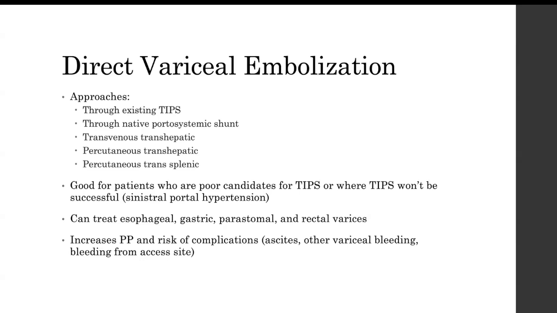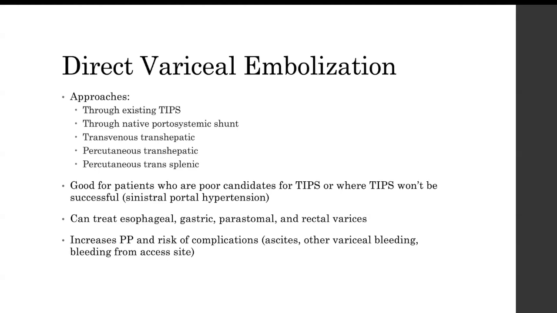You want to decompress the portal system to the minimum amount possible that will take care of whatever complication you're trying to treat. The goal is not to get back to normal. The goal is to get just below whatever the pressure is that's causing problems. So again, for bleeding from esophageal varices, it's 12 millimeters of mercury. For ascites, it's roughly 8, although the data is not great for that. So just things to keep in mind. But that balance is pretty much central to everything.